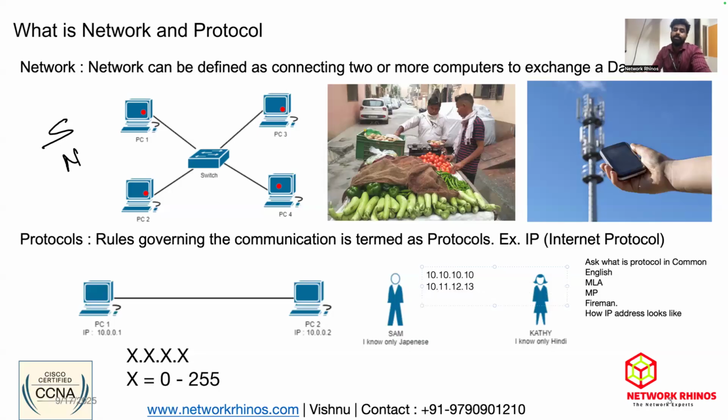10.11.12.13. Is it right or wrong? Right. 123.156, something. It has 4 numbers, all in the same range. Correct. No need to even have a second thought.